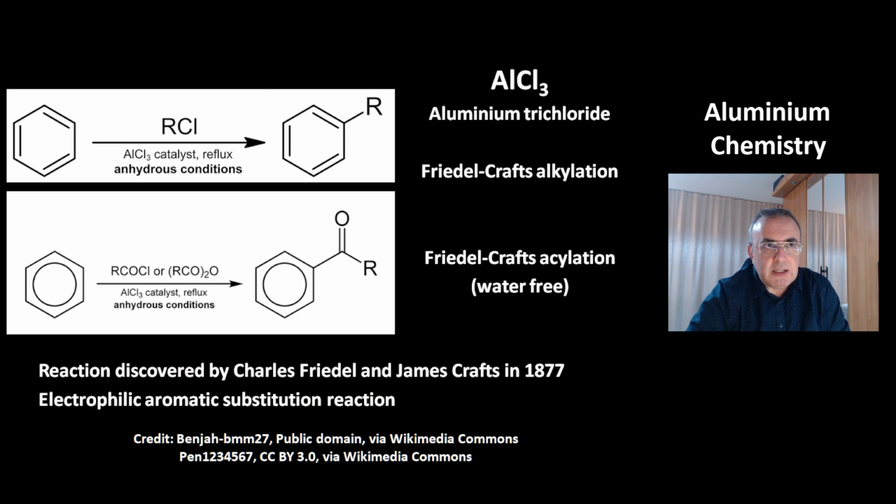This is the compound aluminium trichloride, AlCl3. It is used for the Friedel-Crafts alkylation and acylation reaction. These reactions require a water-free medium. And they were discovered by Charles Friedel and James Crafts in 1877. This is called an electrophilic aromatic substitution reaction. Because the benzene ring has a high mesomeric energy, it's a very stable ring. That's why it tends to substitution reactions over addition reactions. And that's how you can add this functional group, acyl group or the alkyl group, to this structure.